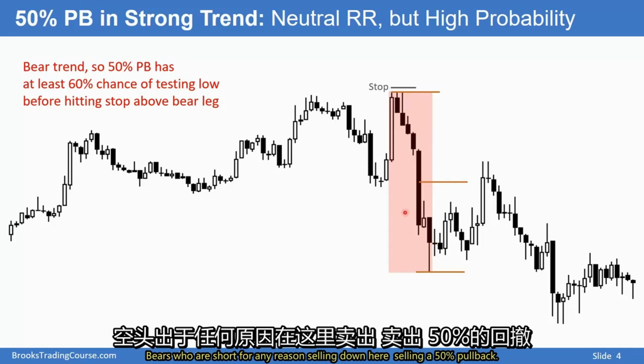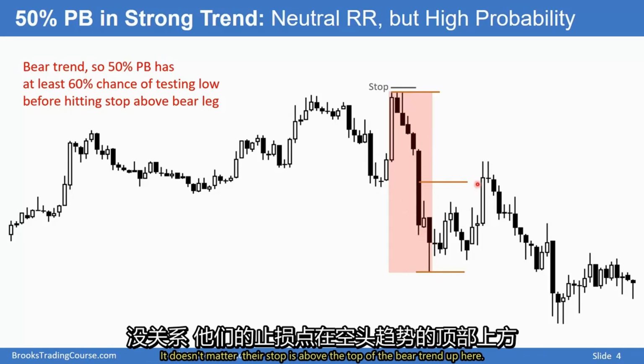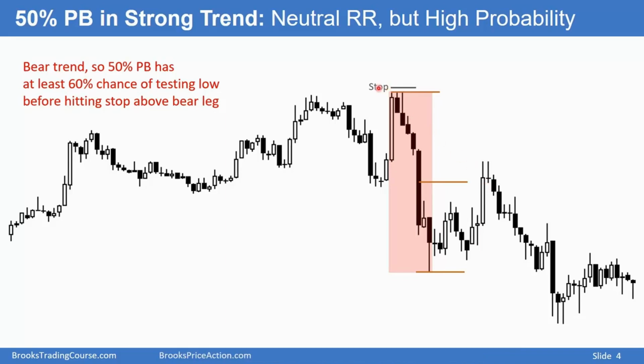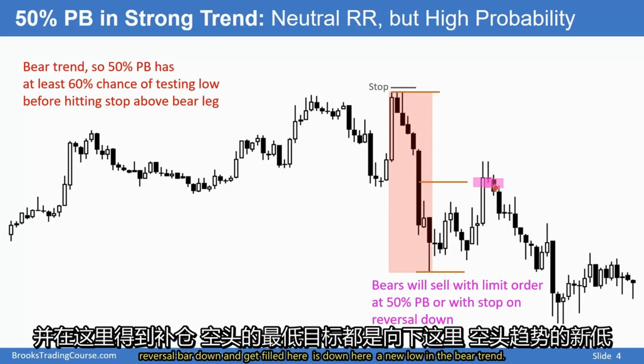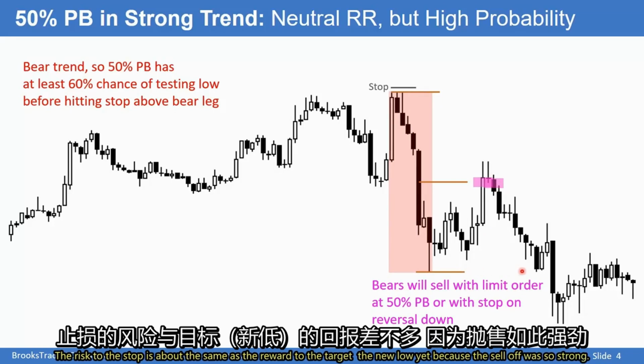Bears who are short for any reason, selling down here, selling a 50% pullback, it doesn't matter. Their stop is above the top of the bear trend up here. The minimum target for the bears, whether they sell the close, sell the 50% pullback, or sell below the reversal bar down and get filled here, is down here, a new low in the bear trend. The risk to the stop is about the same as the reward to the target, the new low.